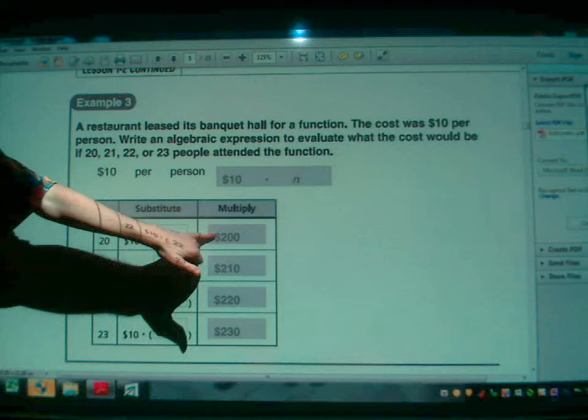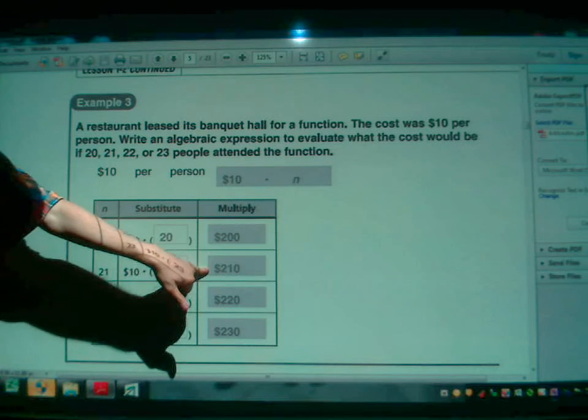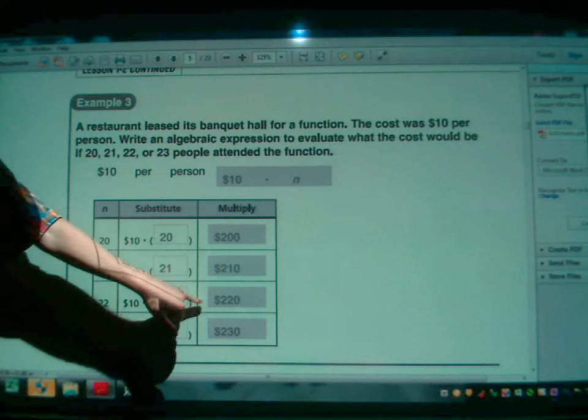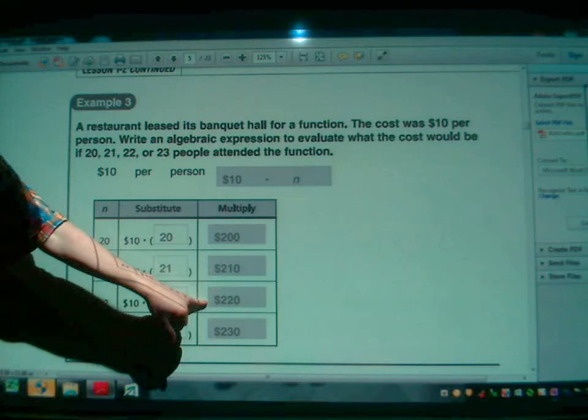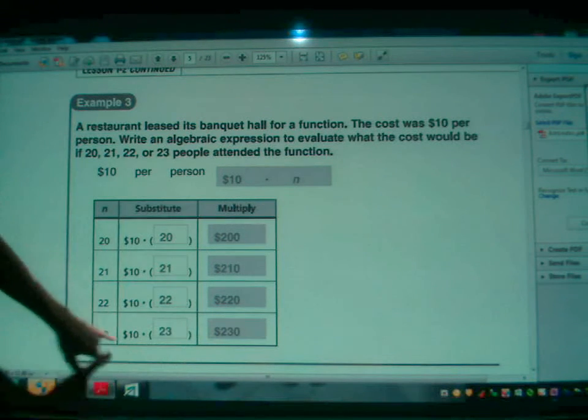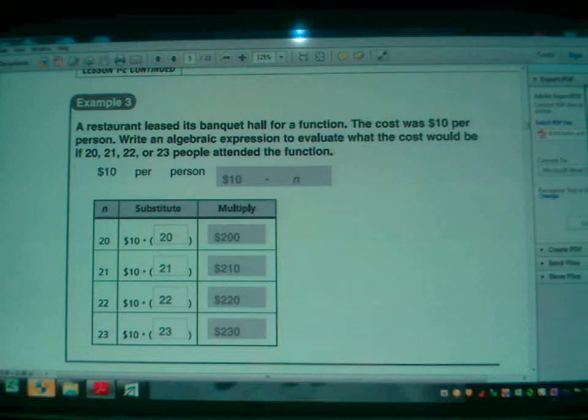And I see that 20 people is going to cost me $200, 21 is going to cost me $210, 22 is going to cost me $220, and 23 people is going to cost me $230. And that's really all we have to do in example 3.